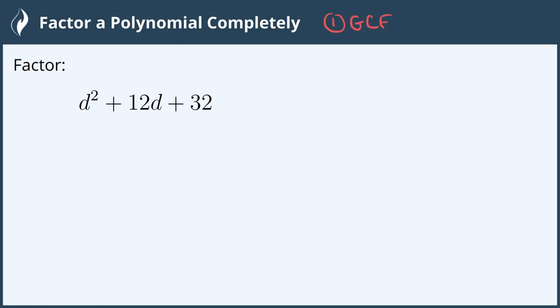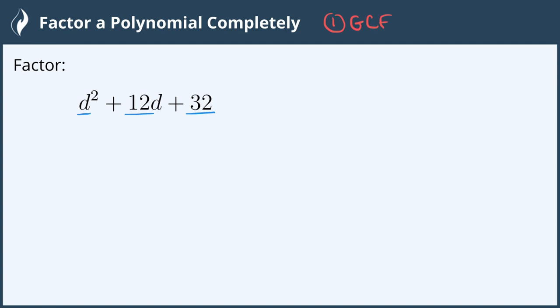This helps us to make all of the terms smaller if we can factor something out that's in common with all of the terms. In this case, there isn't anything in common that will go into d squared, 12d, and 32, so we don't have a greatest common factor. So the next thing we look for is how many terms do we have? In this case, we have 3 terms, so we know we won't be factoring by grouping yet, and we can see that the coefficient out in front is a 1.